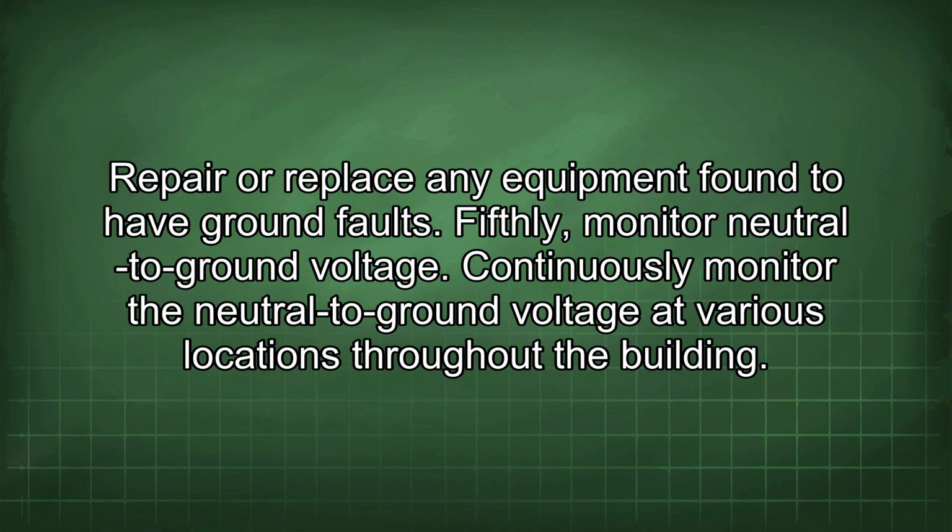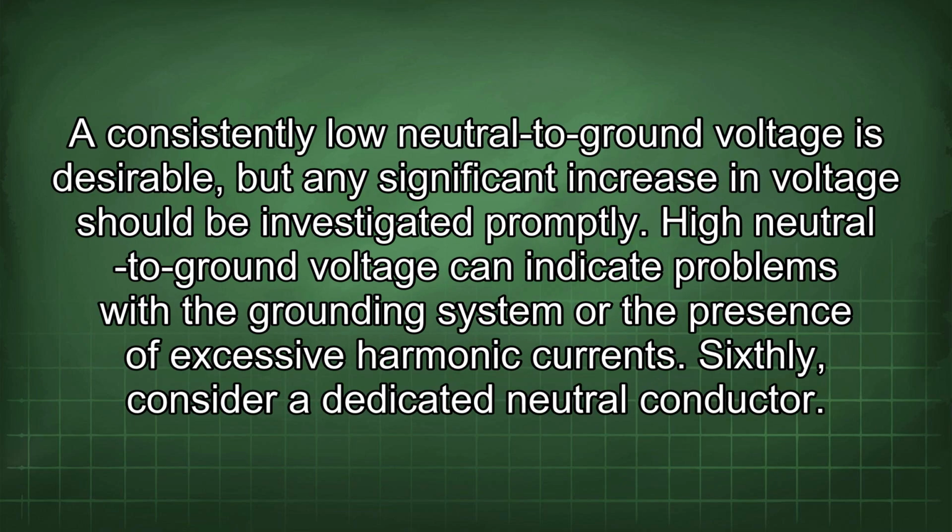Continuously monitor the neutral to ground voltage at various locations throughout the building. A consistently low neutral to ground voltage is desirable, but any significant increase in voltage should be investigated promptly. High neutral to ground voltage can indicate problems with the grounding system or the presence of excessive harmonic currents.